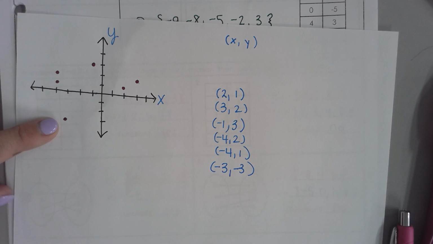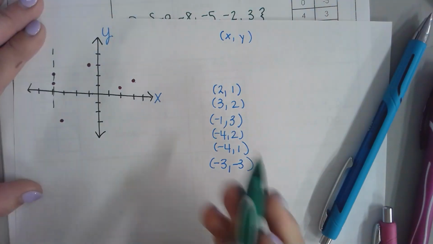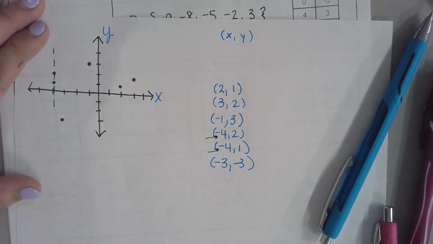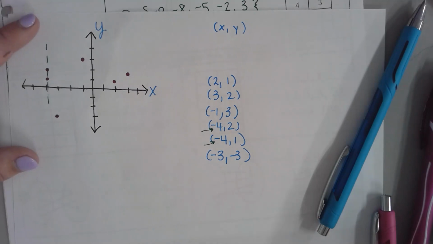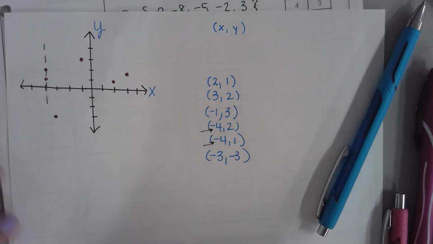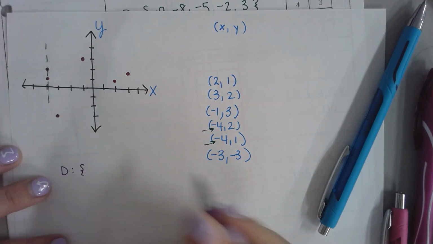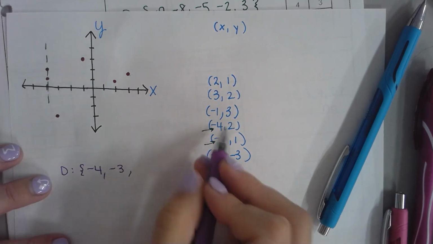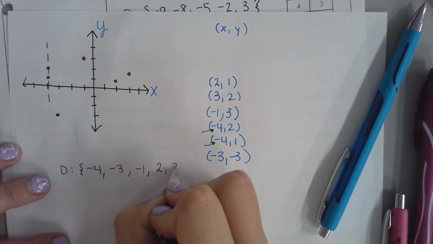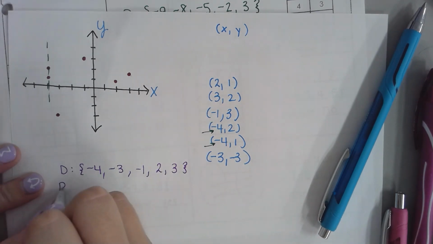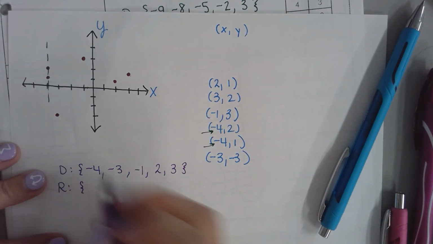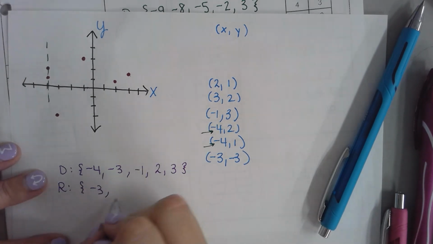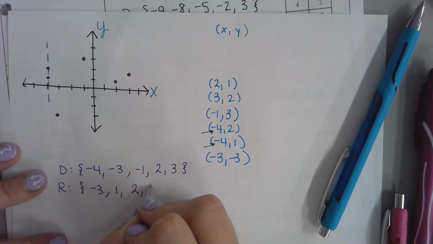Is this one? Dots above each other? Yep, the vertical line would go through these 2 points. Those 2 points have the same x value. Can't have that. So my domain would be negative 4, negative 3, negative 1, 2 and 3. Good job. And my range, negative 3, give me 1, 1, 2, 2, 3. Very good.